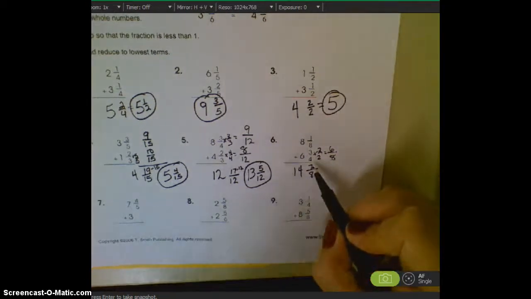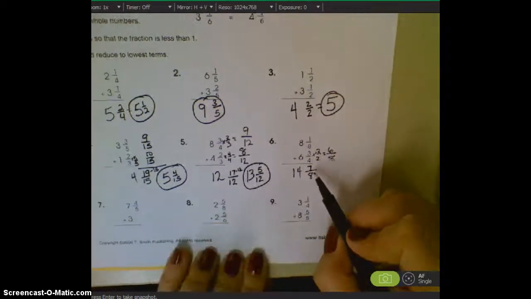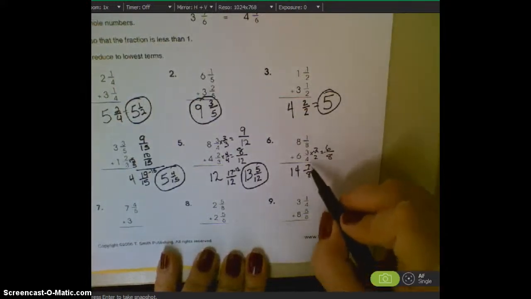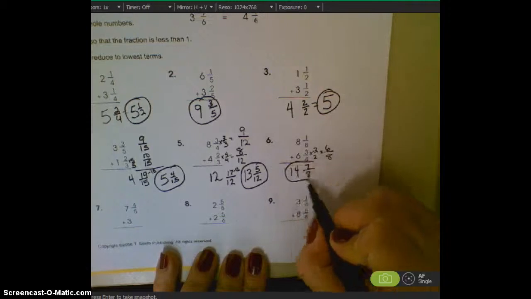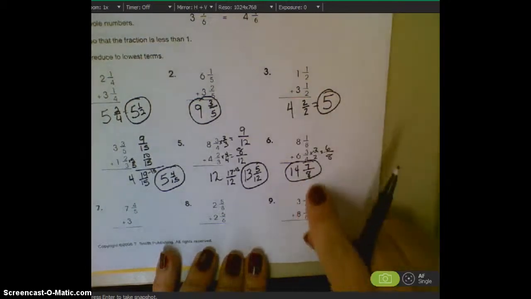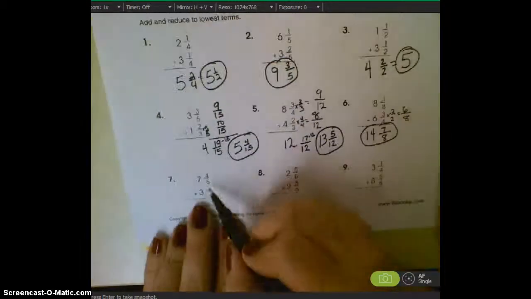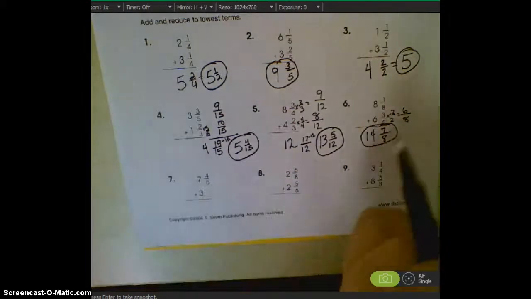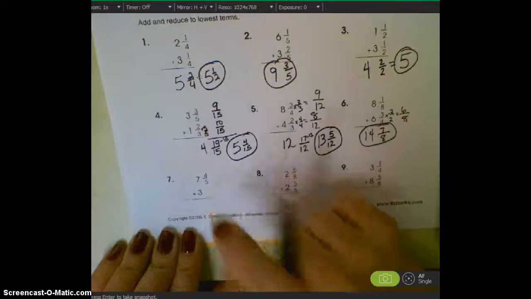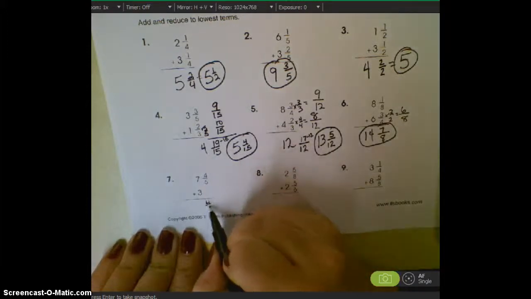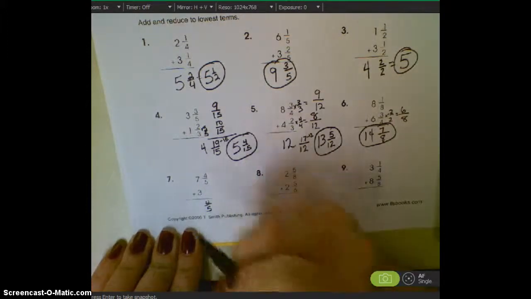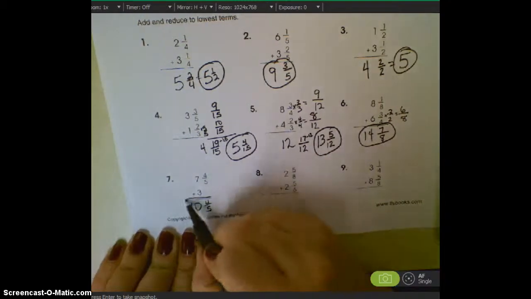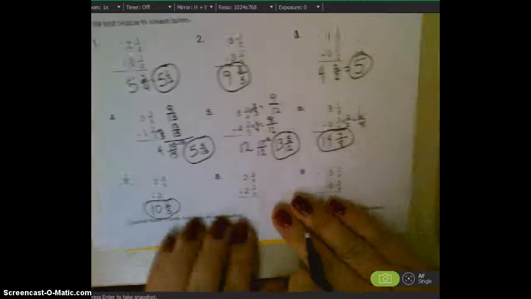I could, or I should look at reducing this one. And I ask myself, are there any common factors besides 1? In this case, no. There are no common factors, so we leave it as 14 7/8. This one gets a little bit tricky because a lot of kids get confused when there is nothing to add right here. So we can just keep our 4/5, and we're not going to add it at all. We're just going to bring it straight down. 7 plus 3 is 10, so 10 and 4/5. Looks confusing, but it's actually quite simple.